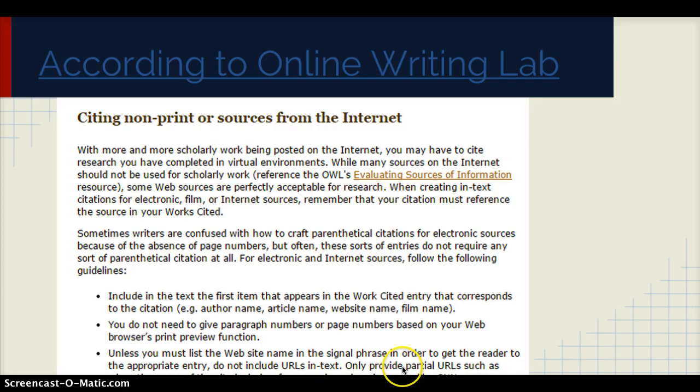If you absolutely have to use it, only put in a partial URL like cnn.com or the actual website. Do not put in the http://www. It looks really awkward in formal writing.